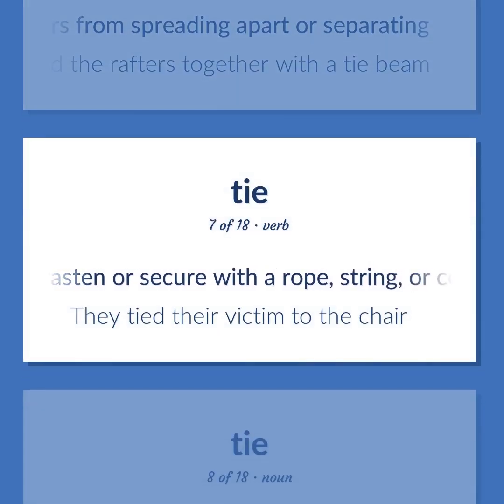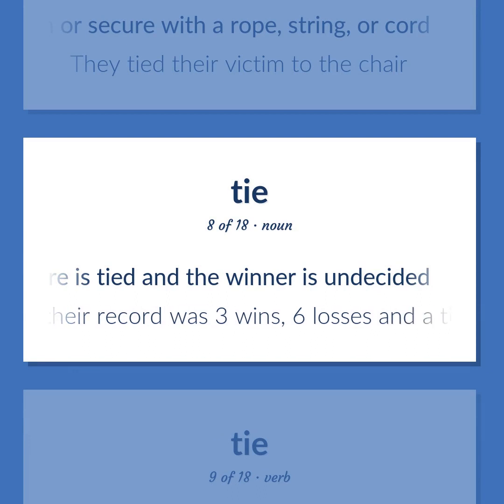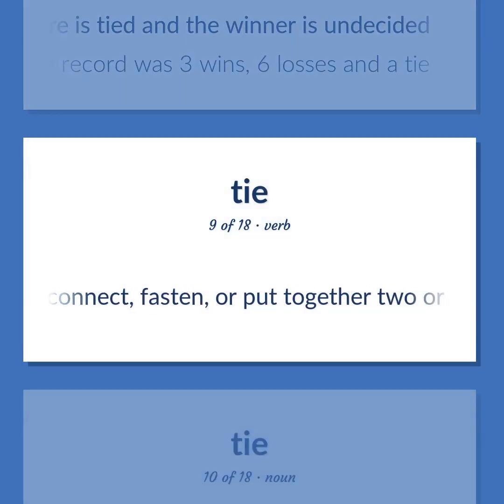Fasten or secure with a rope, string, or cord. They tied their victim to the chair. The finish of a contest in which the score is tied and the winner is undecided. Their record was 3 wins, 6 losses and a tie. Connect, fasten, or put together 2 or more pieces.